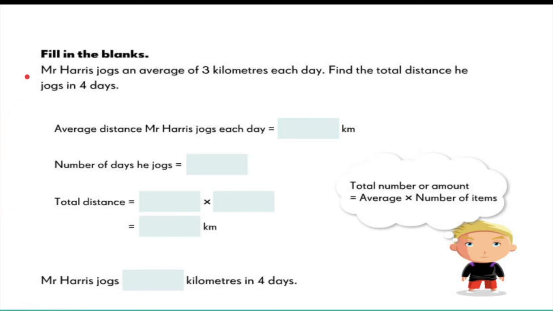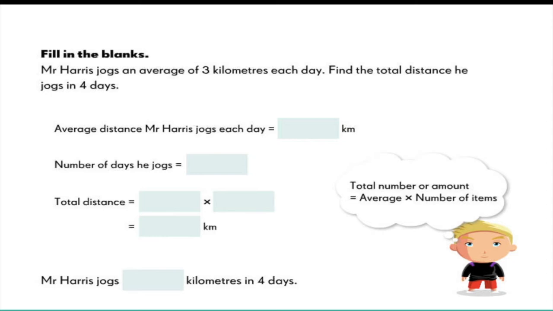Mr. Harris jogs an average of 3 kilometers each day. Find the total distance he jogs in 4 days. So remember, we are not looking for the average. This time, we need to look for the total distance. And to get the total distance, we just need to multiply the average by the number of items. Why did we multiply? Working backwards will do the trick.